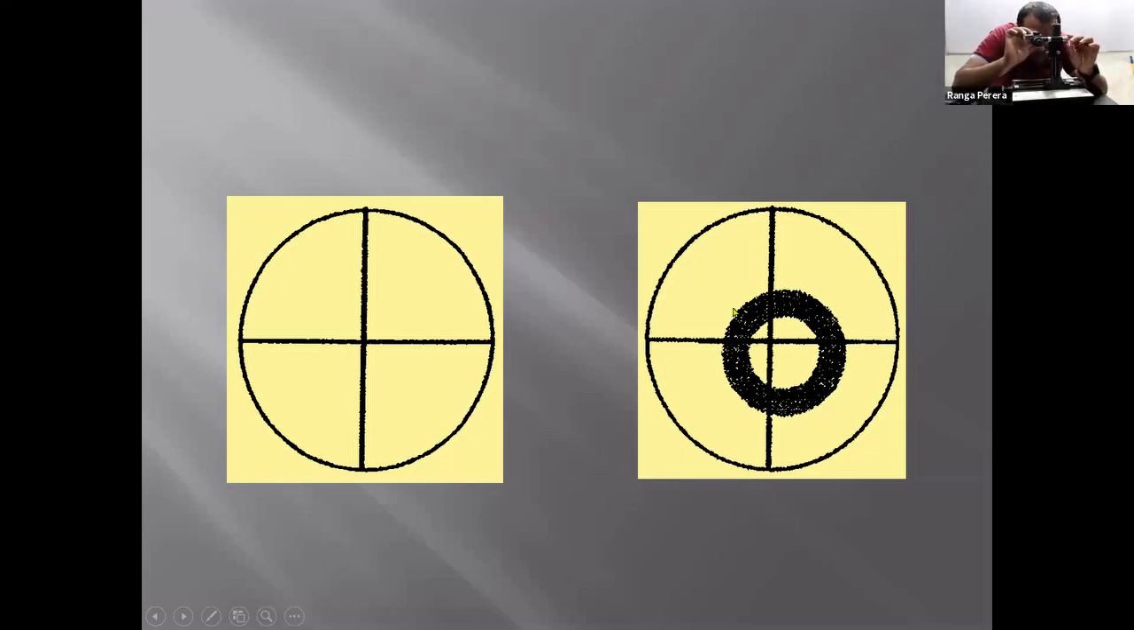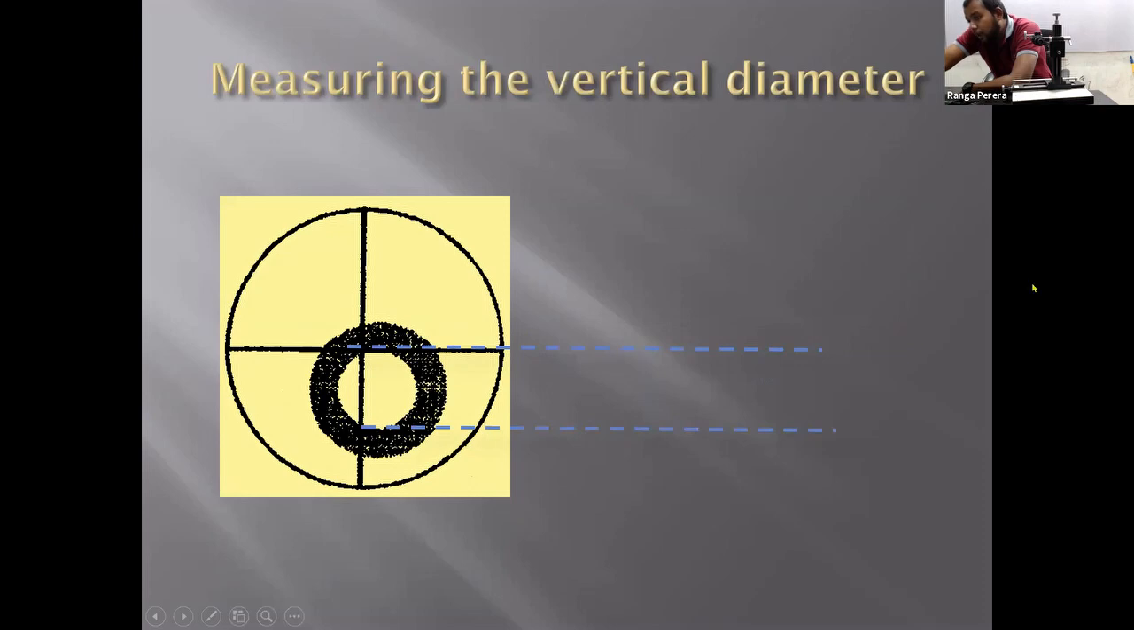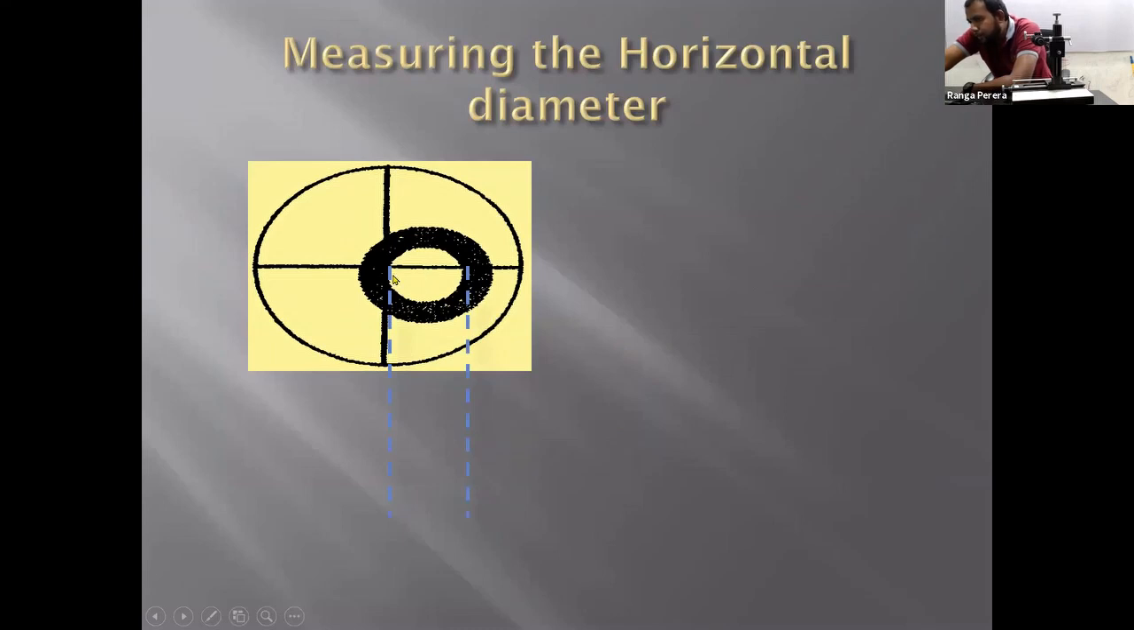When I look through this, I can see this figure. I should take this whole system a bit towards the left side until this vertical crosswire exactly matches this particular location. First, I will try to measure the horizontal diameter. Now it is here. Now I should take the reading.